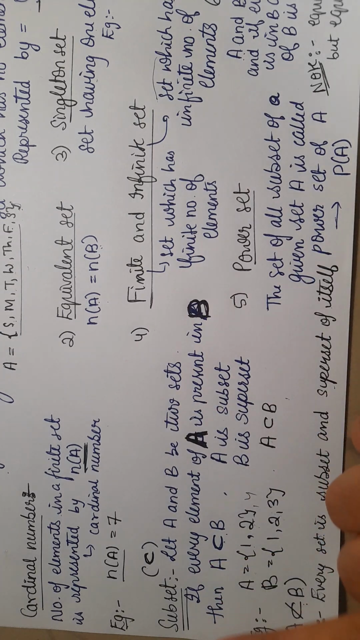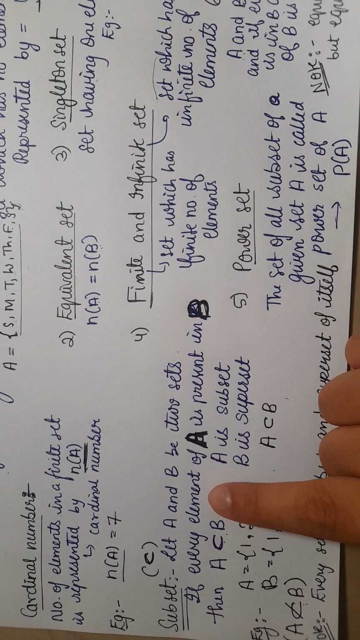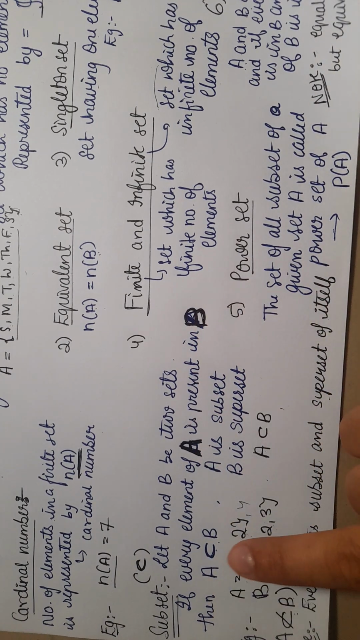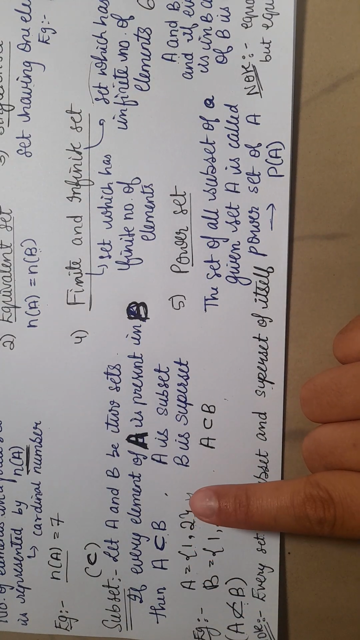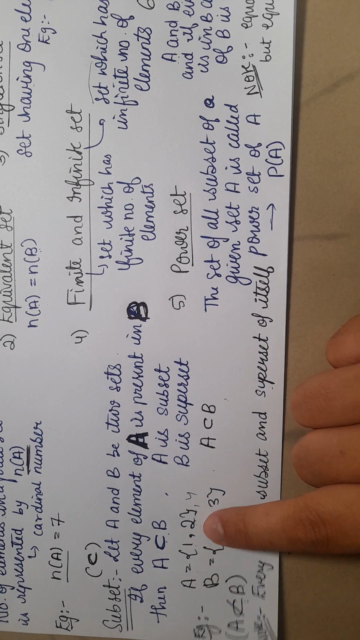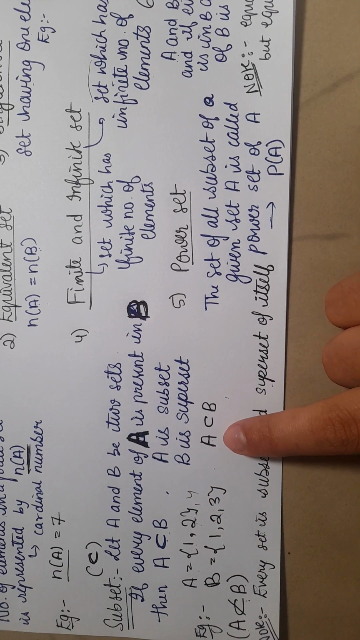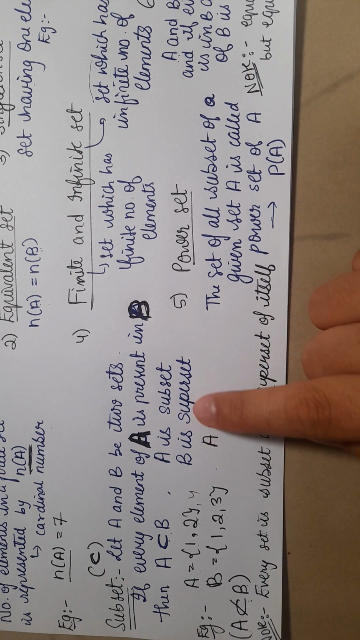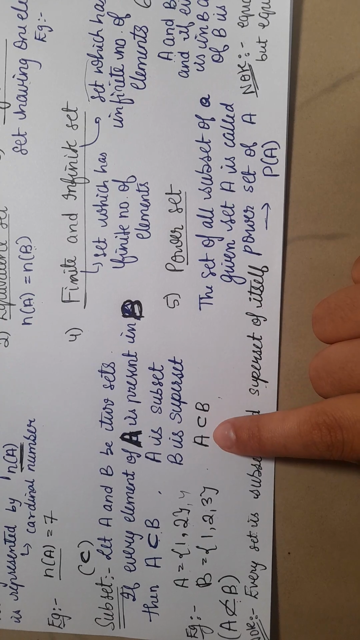The next one is subset. Let A and B be two sets. If every element of A is present in B, then we can tell that A is a subset of B. Now suppose A contains 1 and 2 as elements and B contains 1, 2 and 3 as elements. So every element of A is present in B. So we can tell that A is a subset of B. Here A is the subset and B is the superset. Always the superset is greater than the subset.